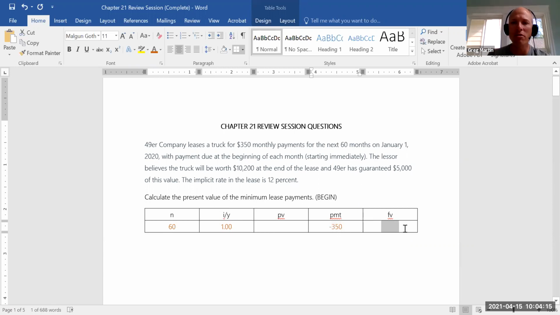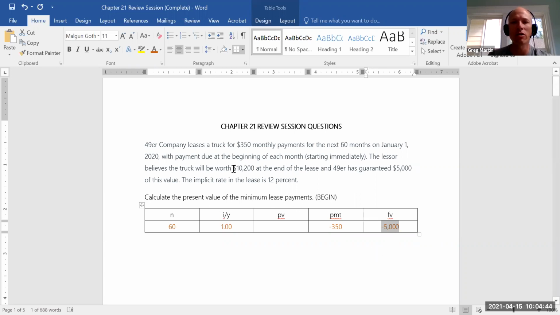And the FV is probably the other area where some students might get a little confused because there's two numbers. There's what the lessor believes the truck's going to be worth, which is $10,200, and then there's the guaranteed residual value. What's really important is from the lessee's perspective, we're really concerned about what the lessee has an obligation or commitment in terms of payments. And really the only commitment that they have here is that guaranteed residual value. And so with that guaranteed residual value, that's the $5,000.